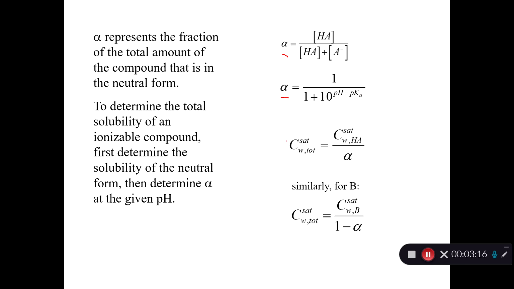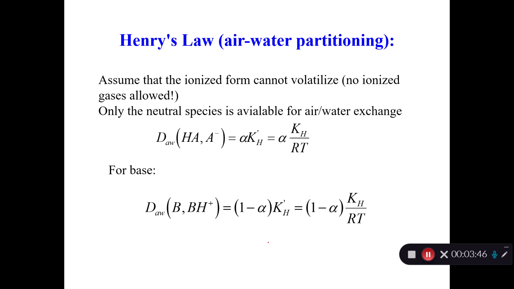So the solubility of the total chemical, HA plus A-, CW sat total, is equal to the CW sat of the neutral form divided by alpha. And for a base, because the fraction that's in the neutral form is 1 minus alpha, the solubility of the compound total, B plus BH plus, is equal to the solubility of the neutral form divided by 1 minus alpha. So that takes care of solubility.